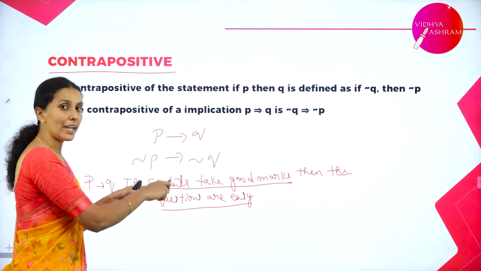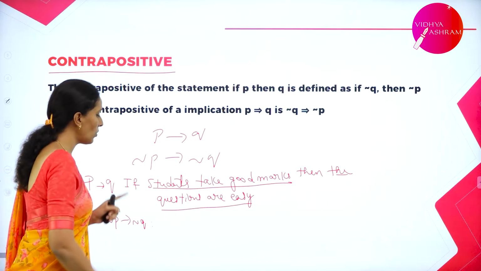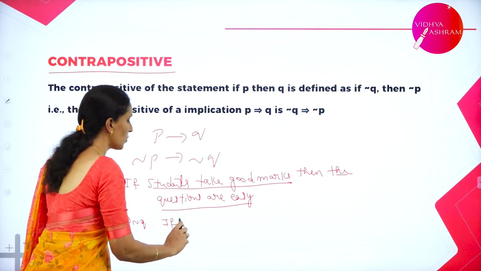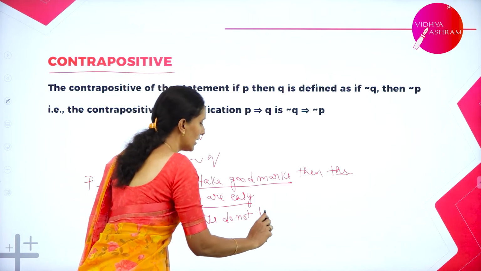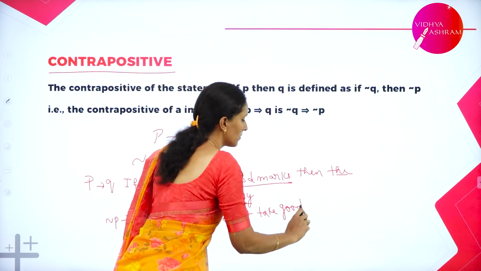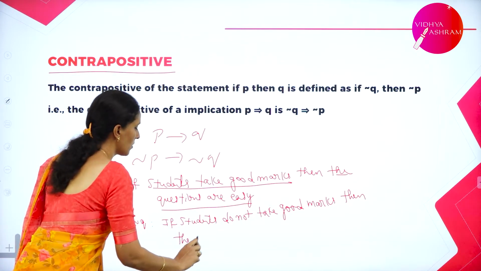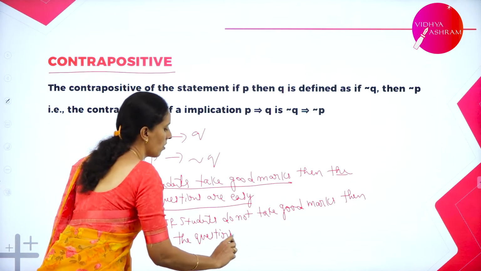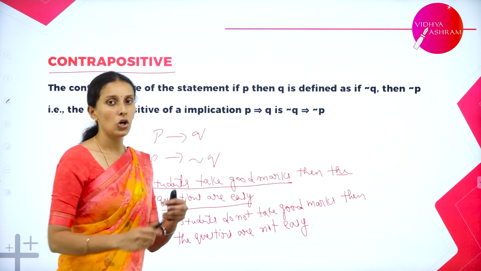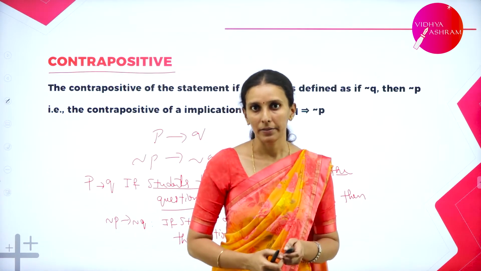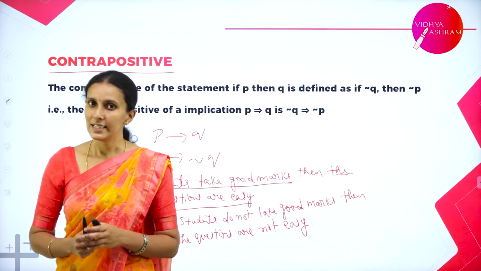For the contrapositive you have to negate both statements. That is, you have to write not P implies not Q. So how to write not P? If students do not take good marks, then the questions are not easy. This is how we write the contrapositive of a given statement. Let's see a few examples and try to write the converse and contrapositive for the given statements.